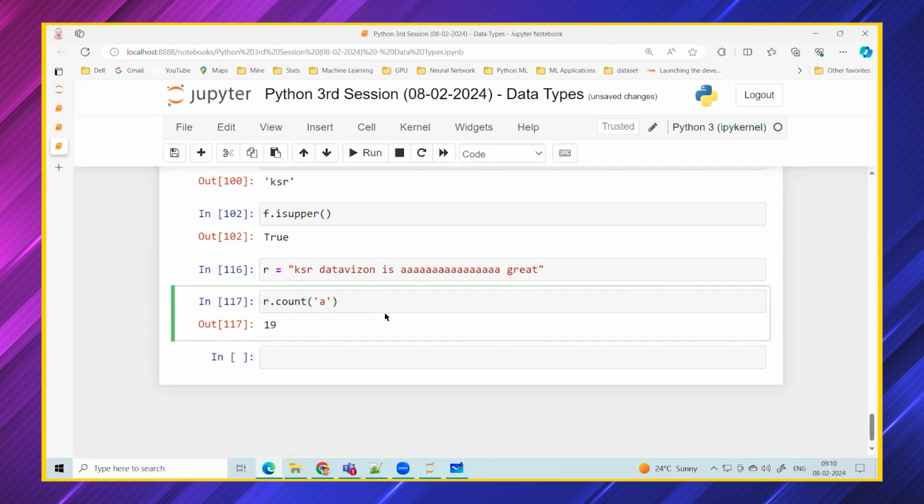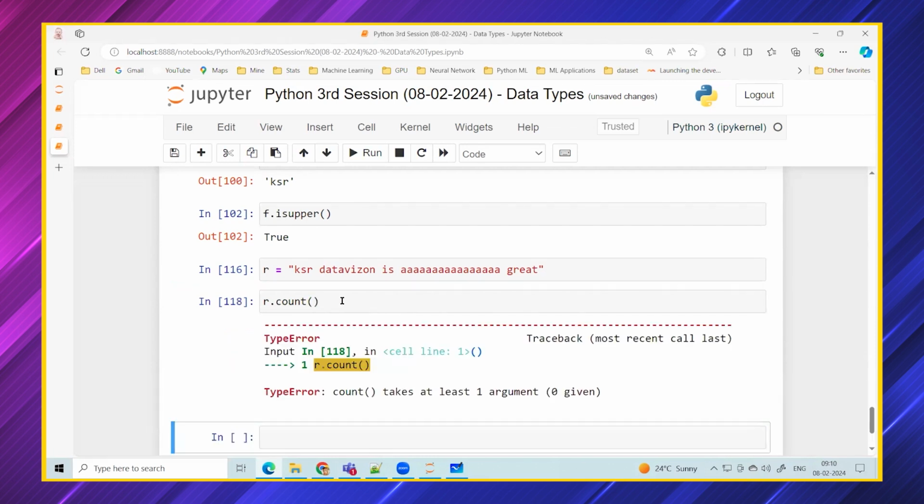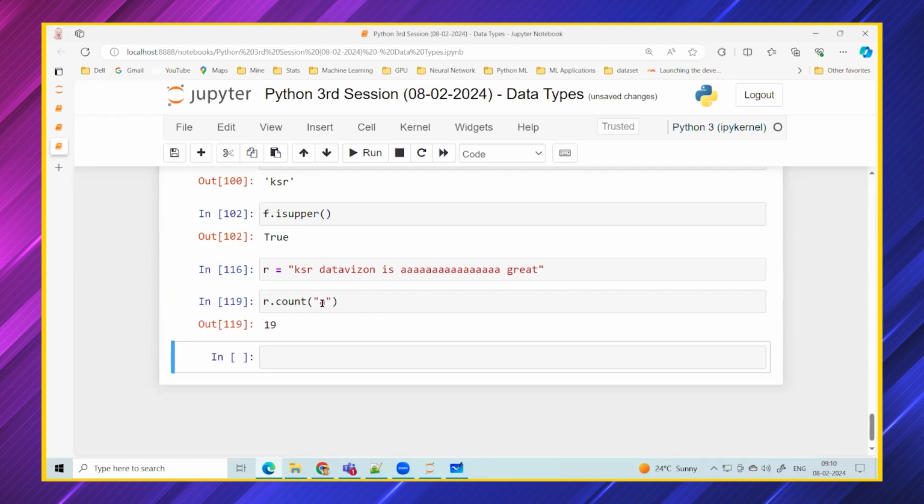Now, no one can remember this, but we always understand English. We know what the problem is. If I don't write anything, it is not working and it is looking for one argument. I have not given any argument. So it is always required to give what you want to count. That will give you the results.